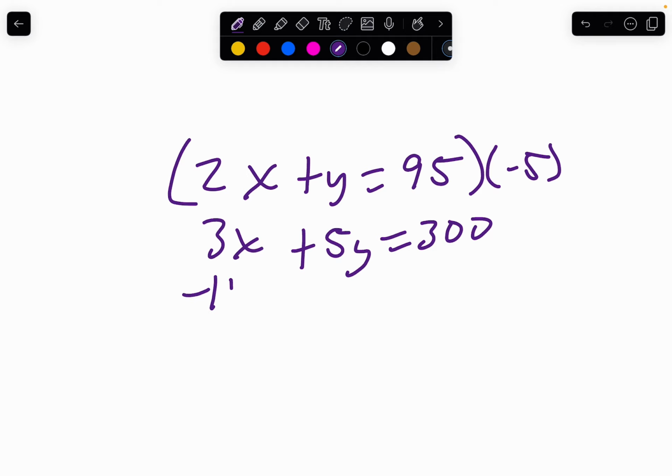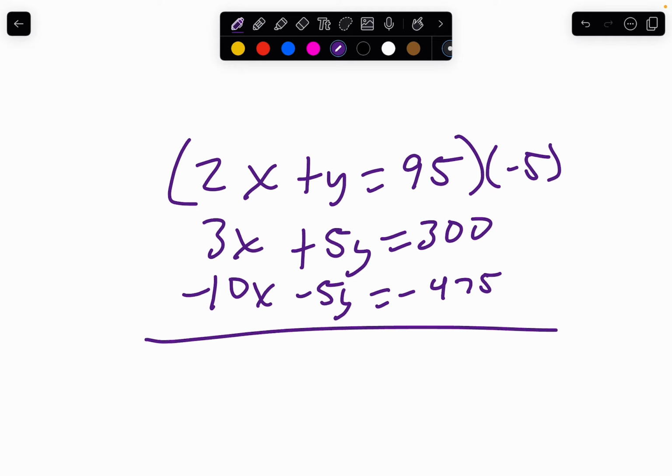And that's going to get me negative 10x, negative 5y. That's what we want, right? We want a positive and a negative of the same number. And then 95 times 5, 450 and 25. So negative 475. Okay, and then I'm going to add these two rows together. So the y's cancel out. I get negative 7x, and that would be negative 175.